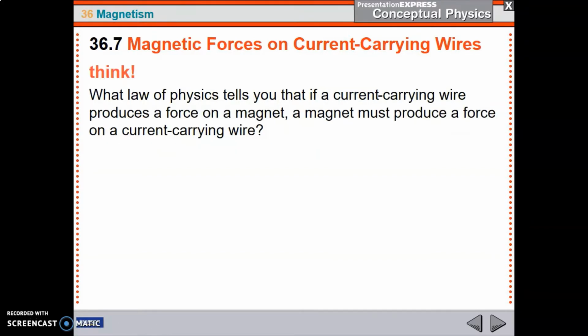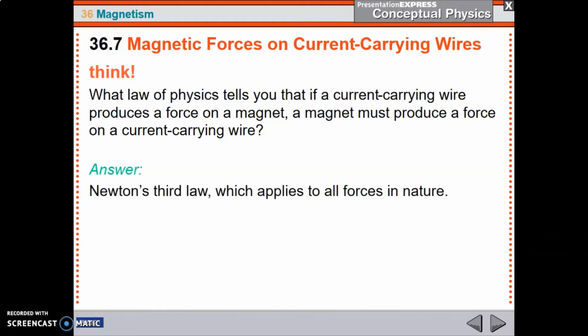All right, think about this. What law of physics tells you that if a current-carrying wire produces a force on a magnet, it must produce a force on a current-carrying wire? So you have a force going from one to the other, and therefore you have an equal and opposite force going the other way. Newton's third law, which applies to all forces in nature. It tells you that forces come in pairs, and they are equal and opposite in direction.